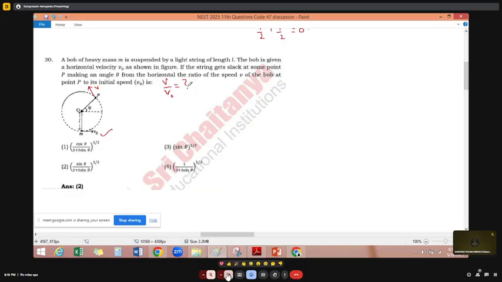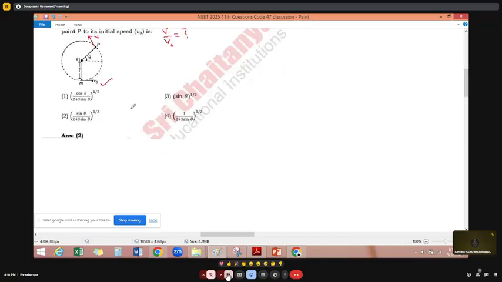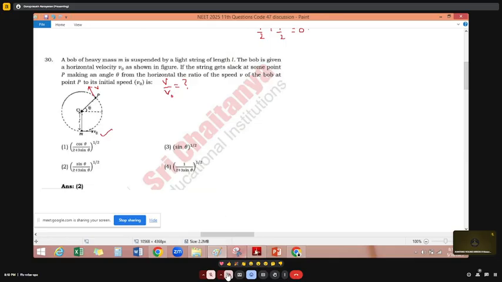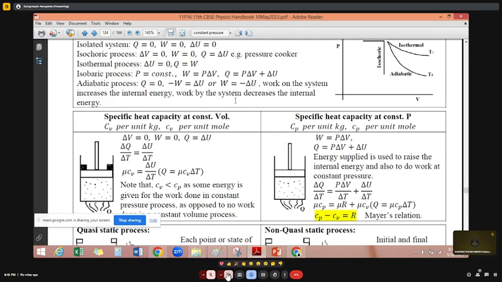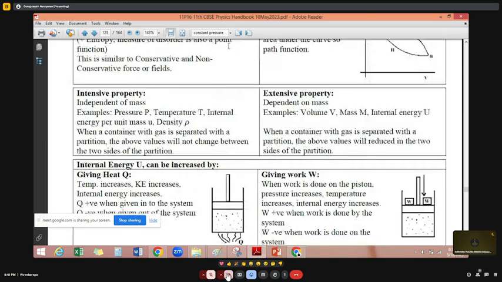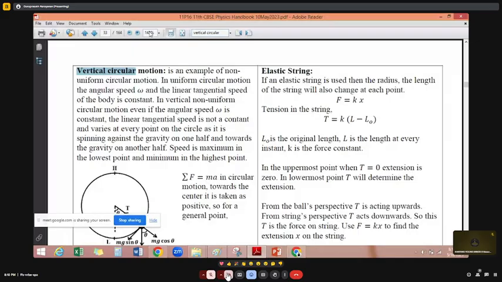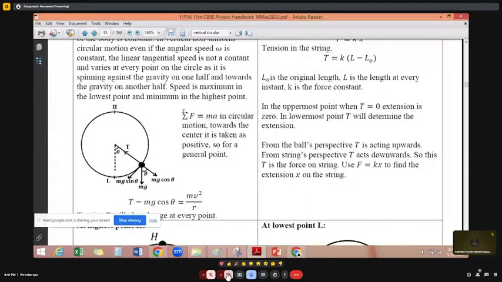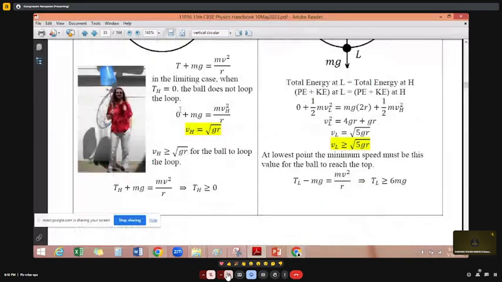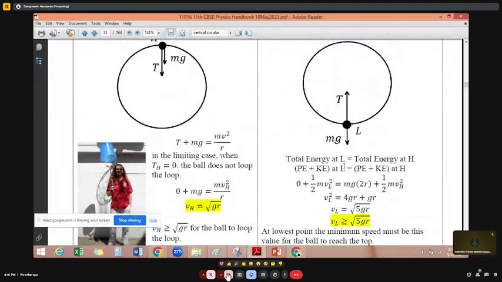Any ideas? So this is like a vertical circular motion. So vertical circular motion means immediately go to this handbook here. Vertical circular motion. So very important derivations are given here.